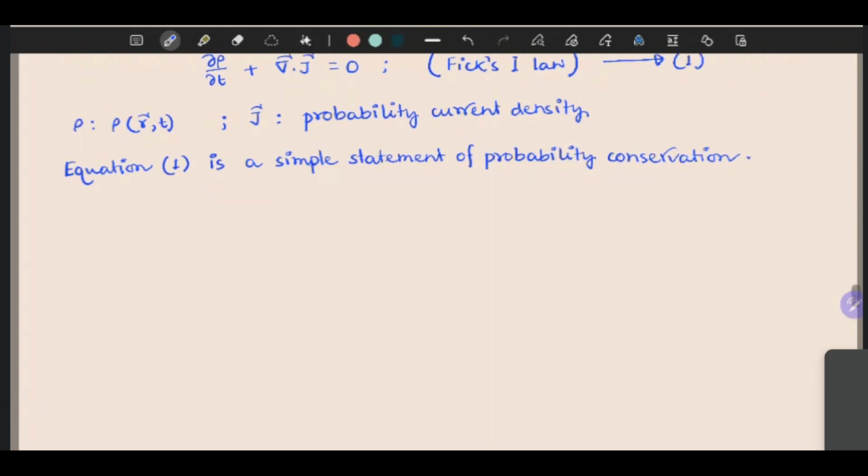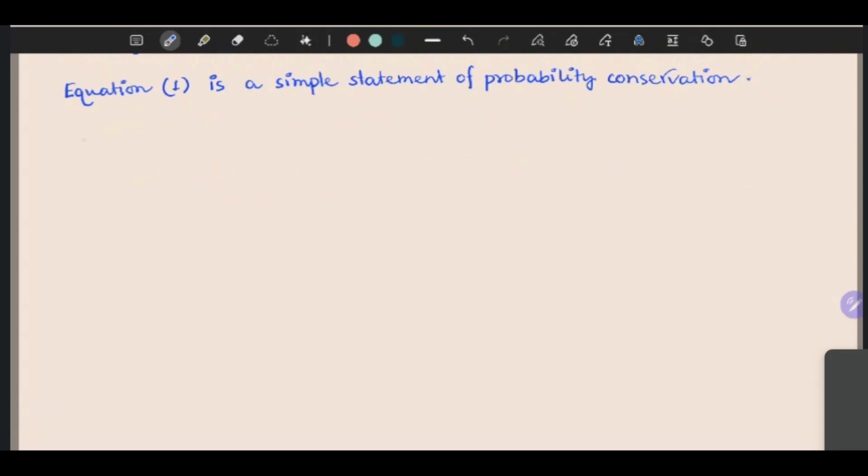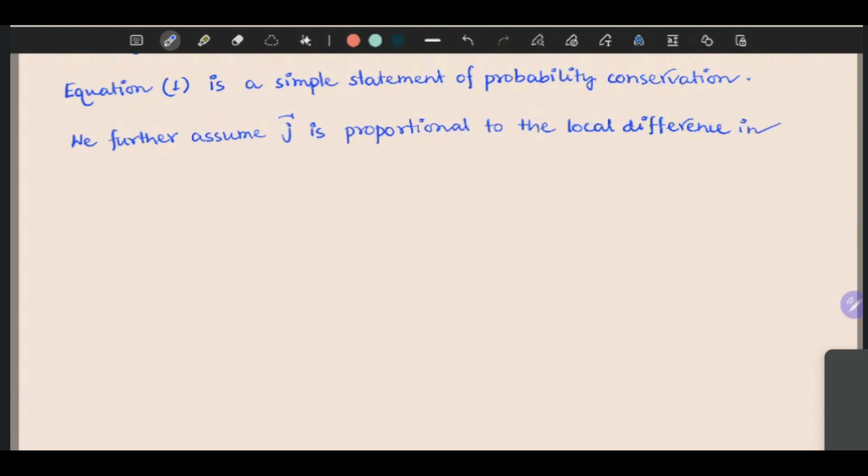Okay. So now we will further assume a second thing. We further assume that current density J is proportional to the local difference in probability or concentration. So here concentration or probability is like a similar thing.